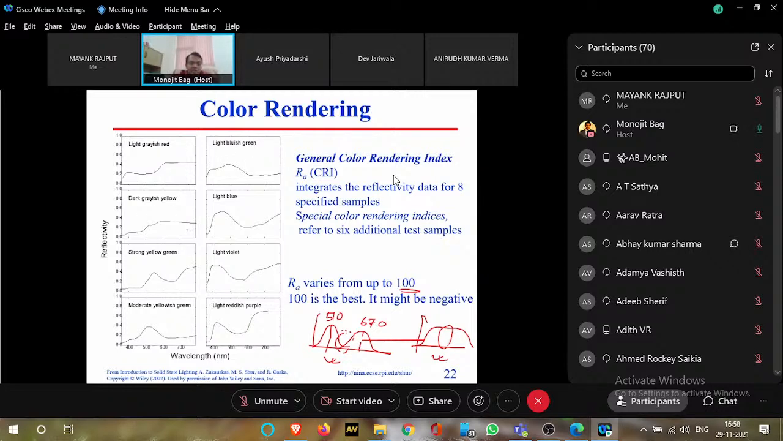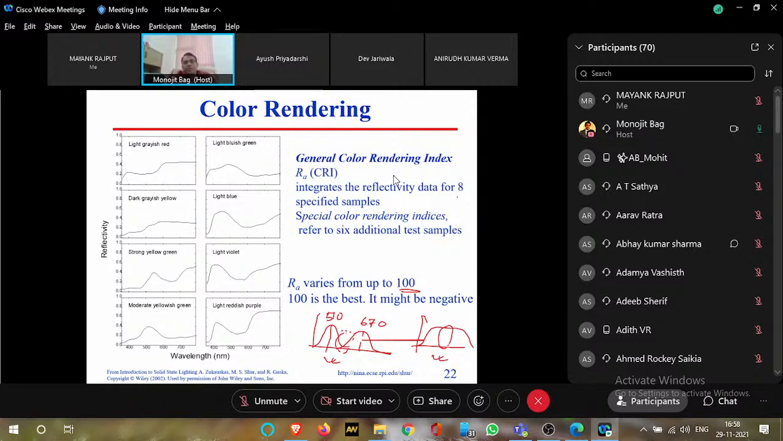So there are different colors, different spectra, and different color gamuts. There are different methods, and again there are some standard rules. In some cases they use 8 different color samples. If all the color samples look the same, then it will have a CRI of 100, or uniform. But if out of the 8 color samples some of them do not look good or equal, then definitely the color index will come down.